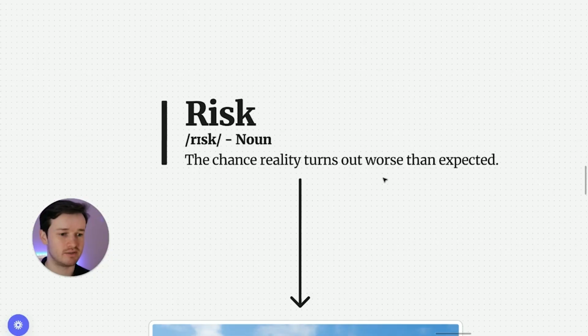Let's first start with defining what risk is. Risk is the chance that reality turns out worse than expected. In commercial property, the expectation we have is that the property is going to fund our lifestyle by generating passive income. What if this doesn't happen? What are the main factors that will stop the property from generating passive income?